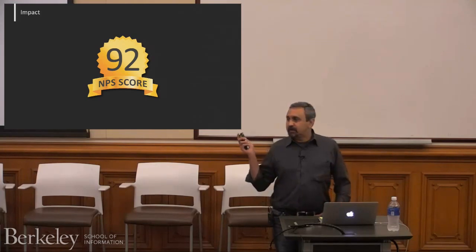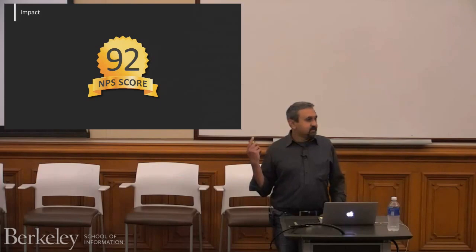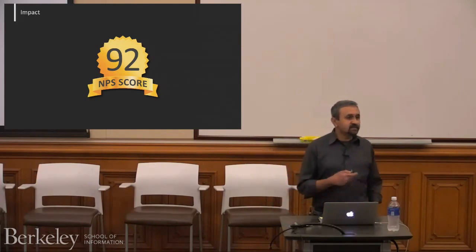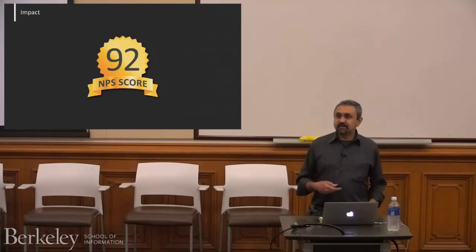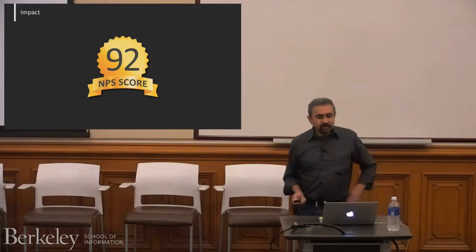And for a large number of companies that I've seen in my career, 25, 35, somewhere around there is considered all right. If you get up to 50, you're a rock star. So 92 is something we are very proud of, which means the simplification, the delight, all the stuff that we bring, people like it. It's making a difference to their lives, right?